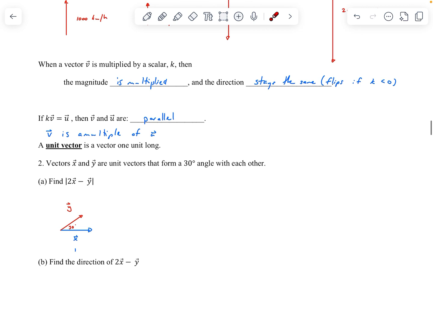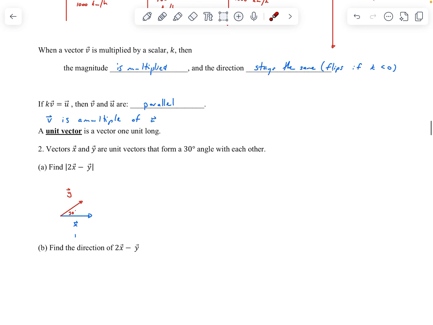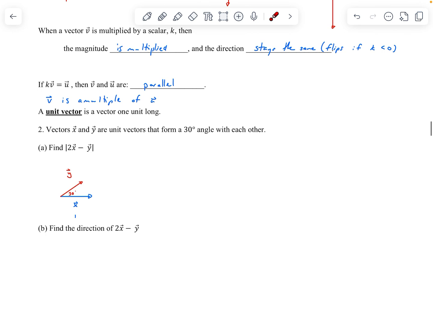New definition, a unit vector. A unit vector is a vector that is 1 unit long. So any vector that is 1 unit long can be called a unit vector. So this question tells me that x and y are unit vectors, 1 unit long, and they form a 30-degree angle with each other. So remember that tells me what the angle is when they are tail to tail. And now this question is asking me to draw 2x. So 2x is going to be 2 units long.